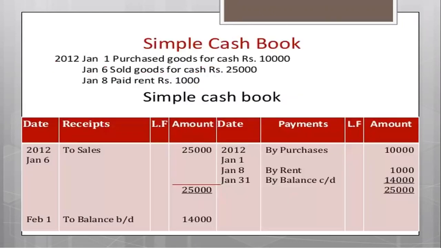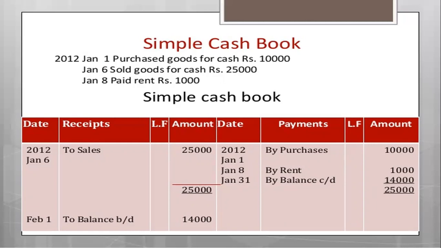Simple column cash book or simple cash book has the following format: date, receipts, LF, amount, this is the debit side, and date, payments, LF, amount, this is the credit side. All the incomes will be debited, all the payments will be credited. The closing balance will be carried forward to the next month. Here we can see the example.